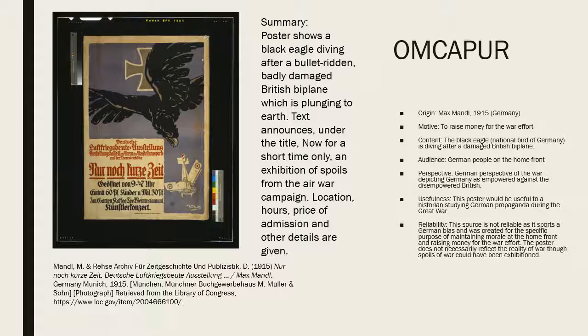I've actually done an example for you. I've shown you how you will actually be analyzing posters. So this poster is a German poster, therefore the German writing. The summary of this poster is basically that it's showing a black eagle, which is the national bird of Germany, diving after a bullet-ridden, badly damaged British biplane, which is plunging to earth. The text announces under the title, now for a short time only, an exhibition of spoils from the air war campaign. Location, hours, price of admission, and other details are also given. So this is obviously propaganda on the home front.